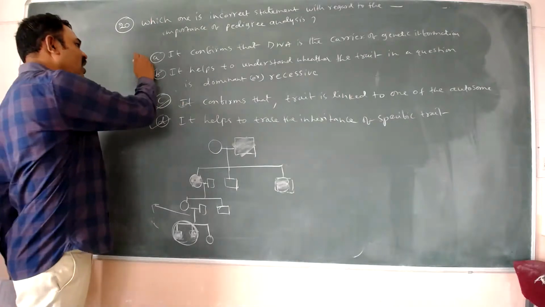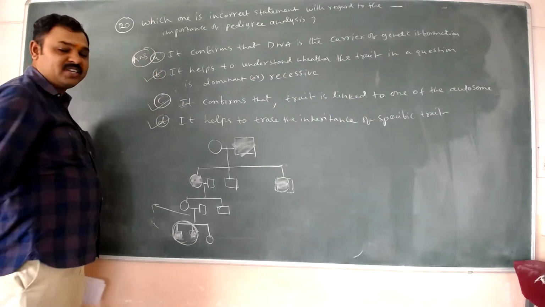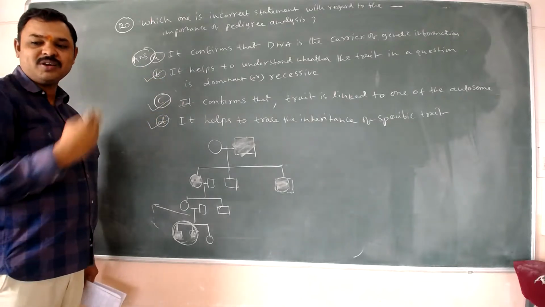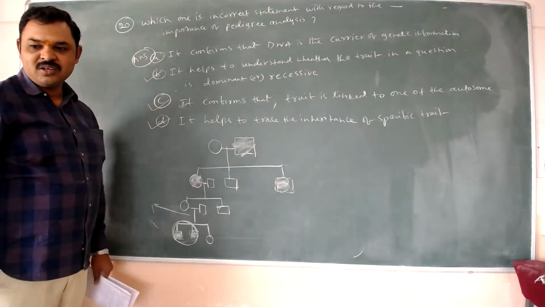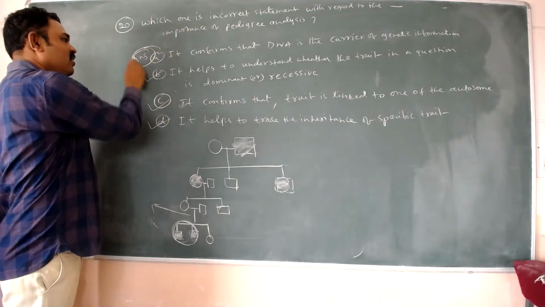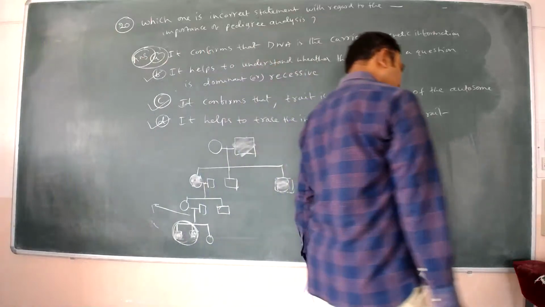Hence, what is the answer? The answer is A. We need the incorrect statement. B, C, D, these three statements are correct for the given question. Statement A is incorrect for the given question. Therefore, A is the answer. Now, next question.